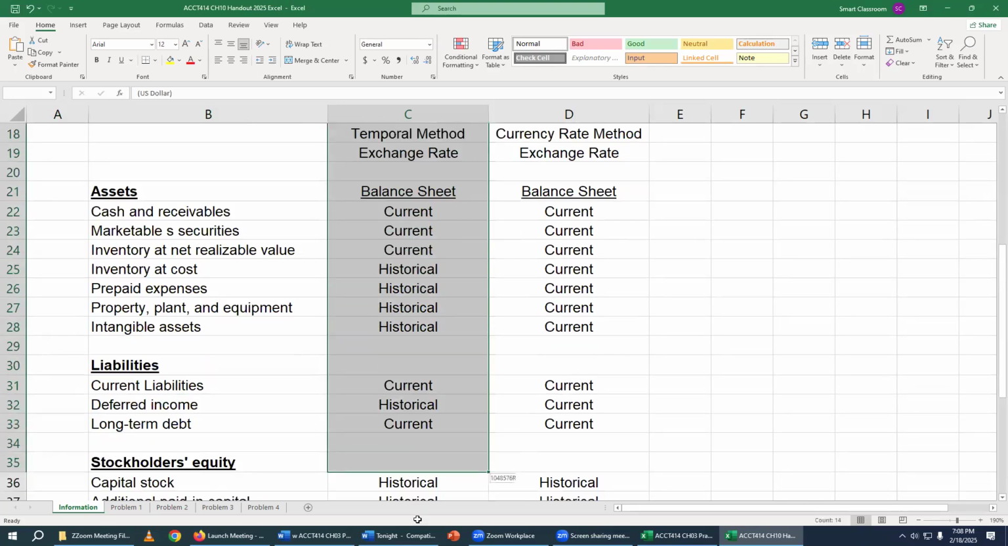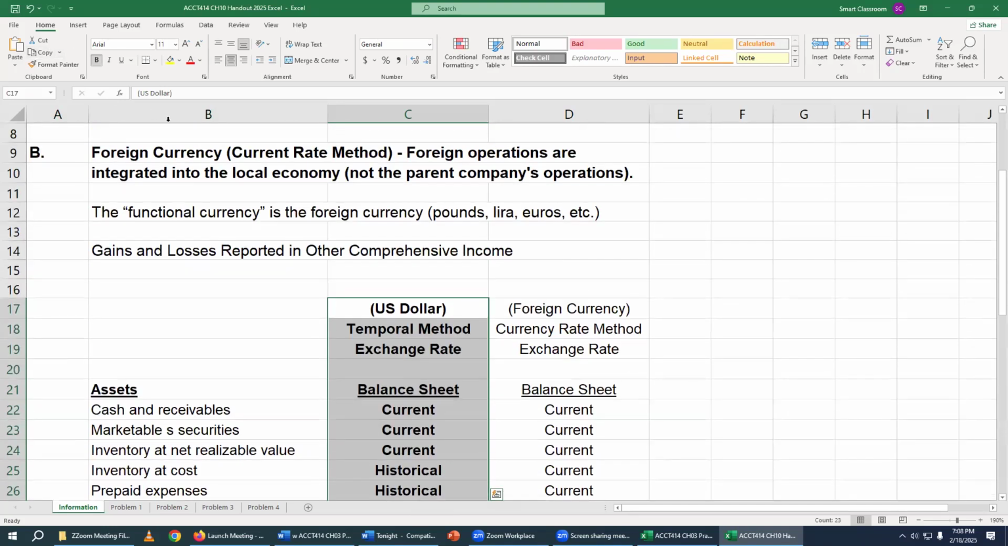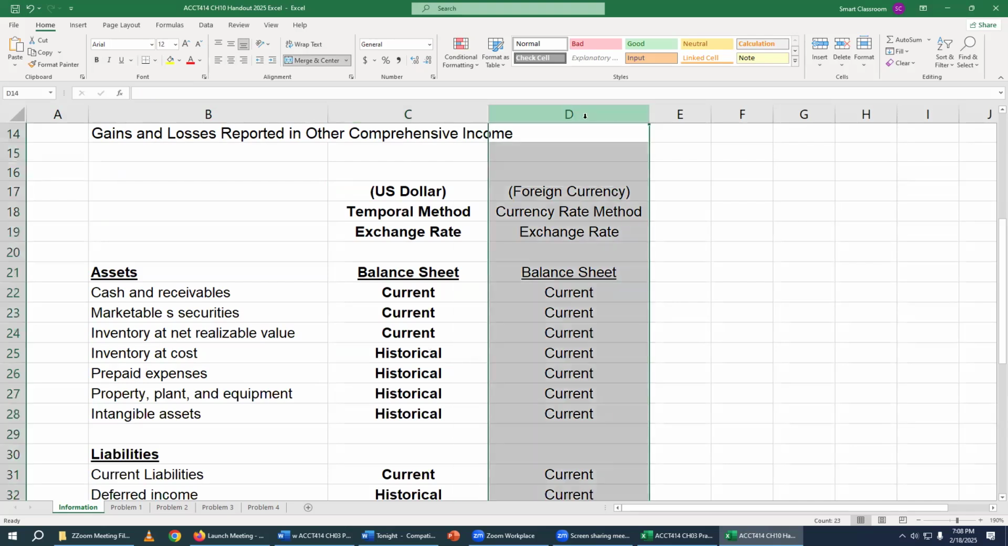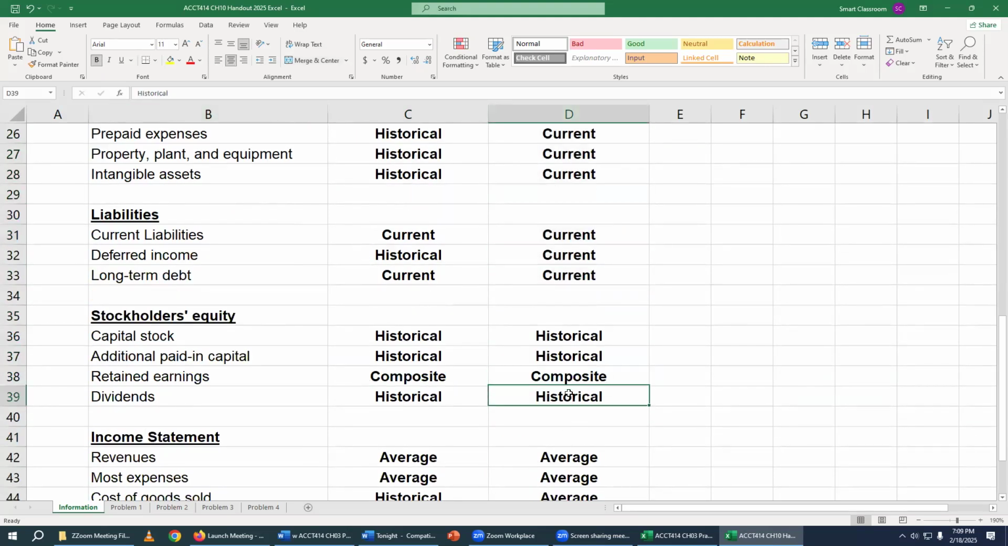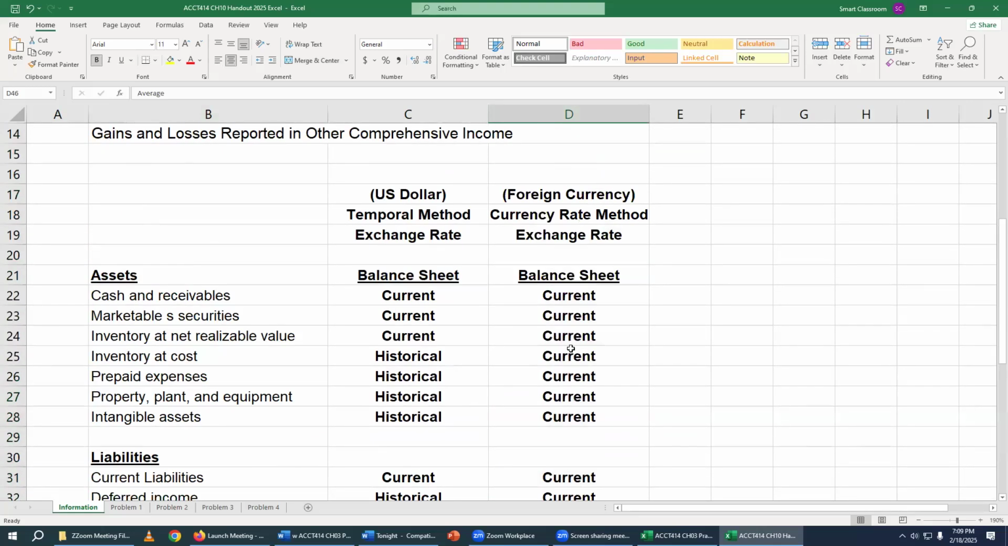The temporal rate, when you change it into US dollars, is actually more difficult to do, because you have to go through historical rates for a lot of things. You literally have to go back and see what the historical rate was 30 years ago if you had a piece of equipment that was 30 years old. Whereas if you keep it in the foreign currency, it's just the foreign currency, whatever the exchange rate. For the most part, they're current. There are a few historical ones in here, but for the most part, they are the average during the year or the current rate at the end of the year.